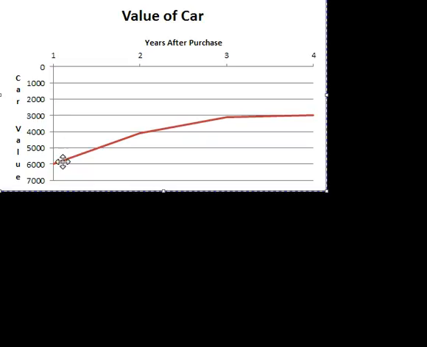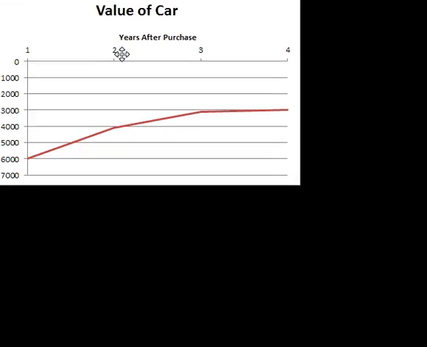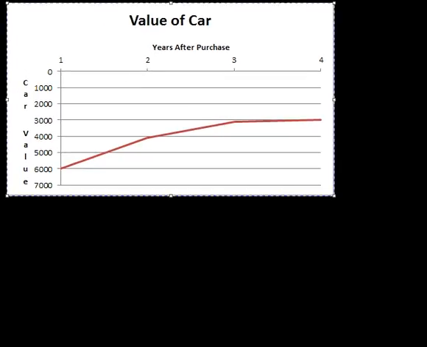So what does that mean about our graph? Well, it's telling us that as time marches on, as the years go by, the value of the car actually drops in price. Let's take a look at a more accurate graph just to visualize this better.